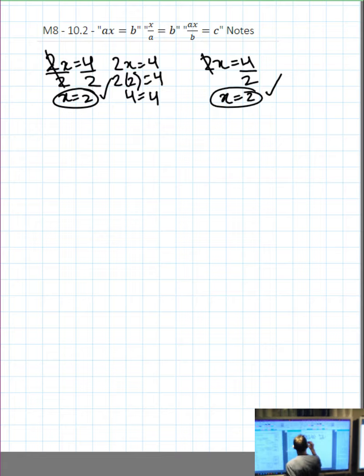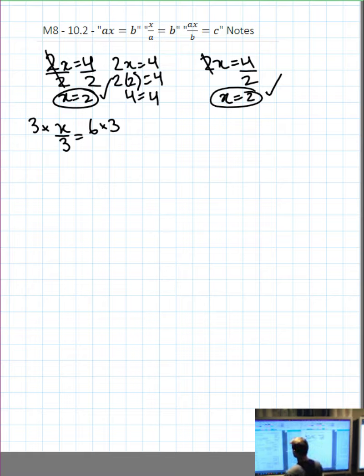So, next question. x over 3 equals 6. Now, on the left-hand side, it says x divided by 3. x over 3 means divided by. x divided by 3. Well, the opposite of divide is times. So I'm simply going to times both sides by 3. Simply multiplying both sides by the number below the letter.